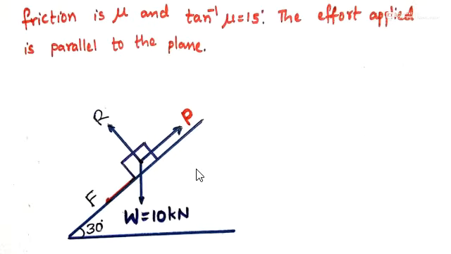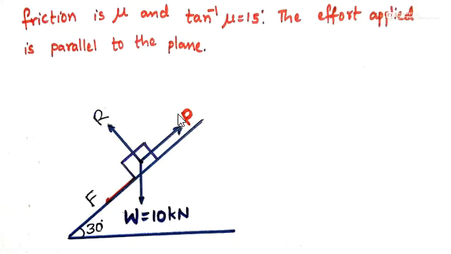So here a body is moved with a force or effort of P on an inclined surface which is making an angle of 30 degrees with the horizontal. So we have to find out this effort value when this effort is applied parallel to this inclined surface. And here the weight of the body is 10 kilonewtons given, and this R is the normal reaction by this surface, and F is the frictional force. We know when the body is trying to move upward, this frictional force will act downwards. So anyway, we'll analyze this in the next steps.